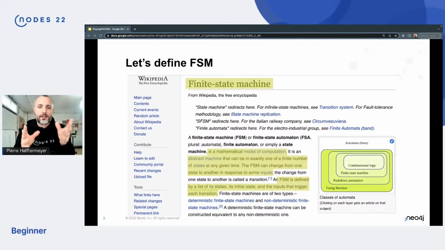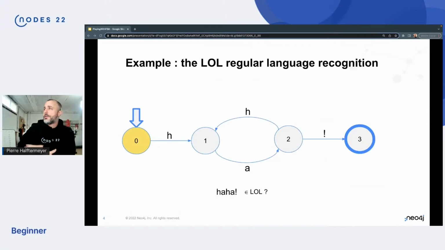It sounds like nodes and relationships to us. So let's see it as a graph. Here is an automaton for language recognition. We'll call it the LOL language. So how does it work?